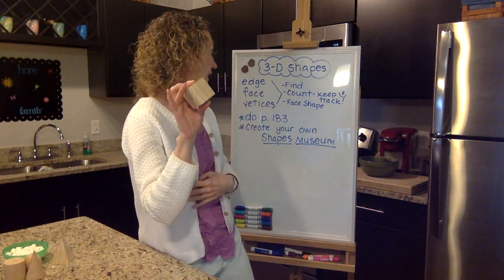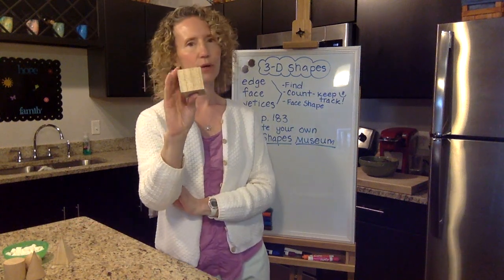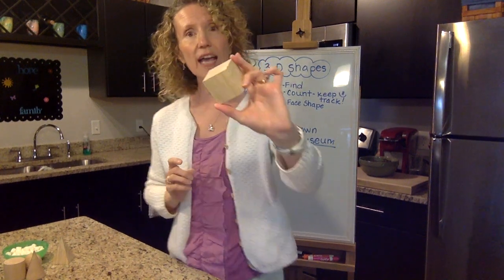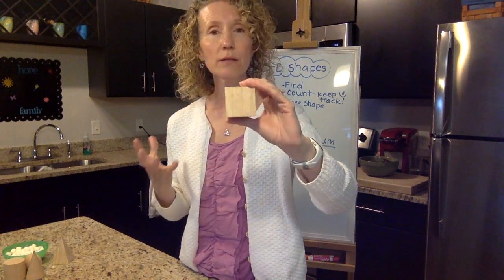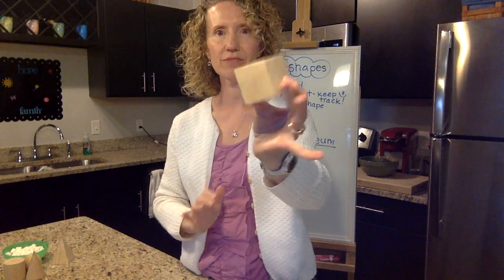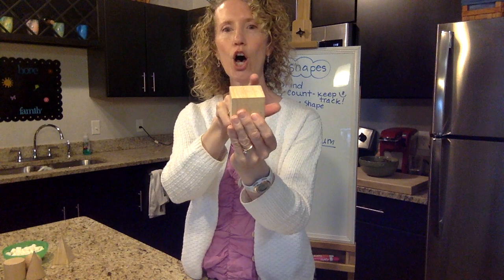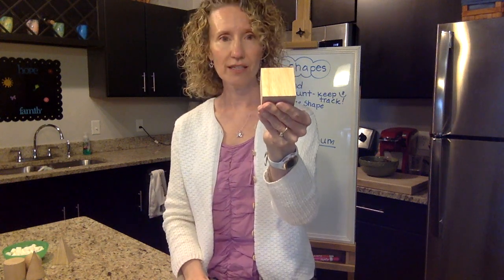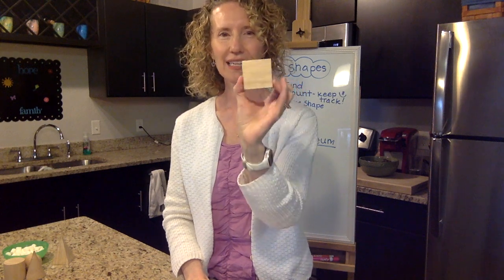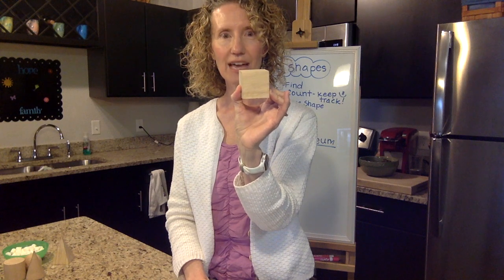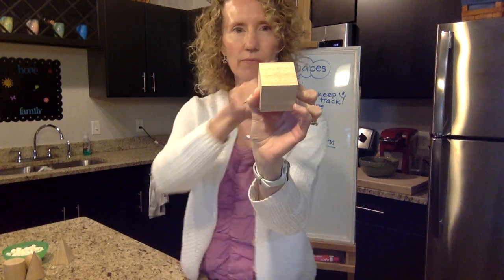And one more block shape that we have. You know this one. It's a cube. Kind of the shape of your dice or anything that has all square faces. Look at that. Every face is a square. And all of the edges are the same length because all the faces are squares. And this is one of the hardest ones to count, all the faces and vertices. So we'll hold it still.